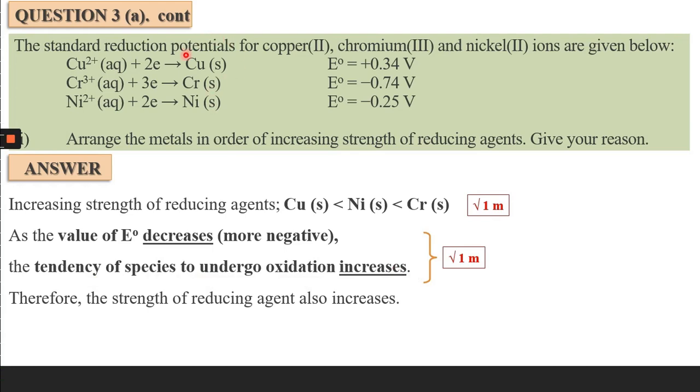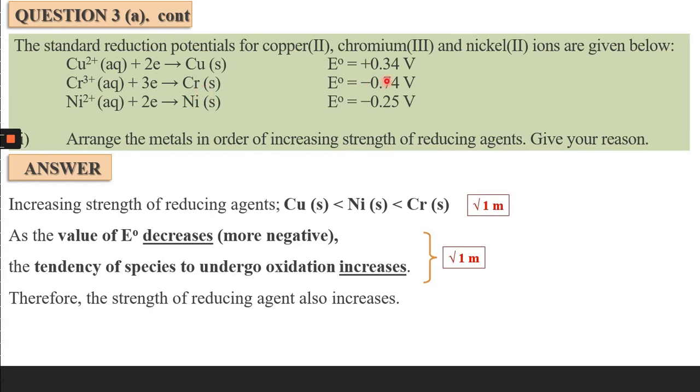So right now we are talking about the species that lies on the right hand side of the equation. The more negative the value of the E naught, the species on the right hand side of the equation will have the higher tendency to undergo oxidation. Therefore, chromium is the strongest reducing agent.